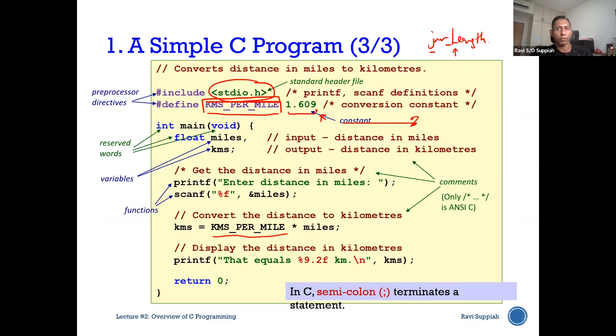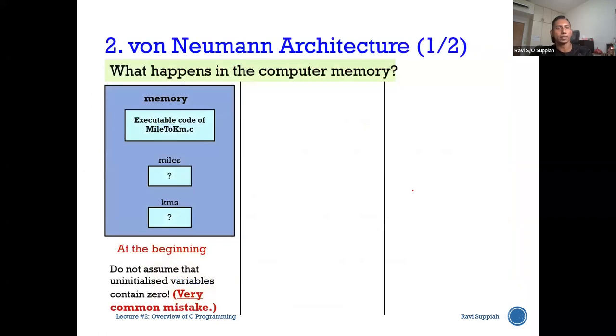Then you have the actual functions that you're writing, and finally the symbols that are reserved, semicolon, colon, and so on. In terms of most C functions, they end with a semicolon. That is the default for almost all C functions or C statements that you write.